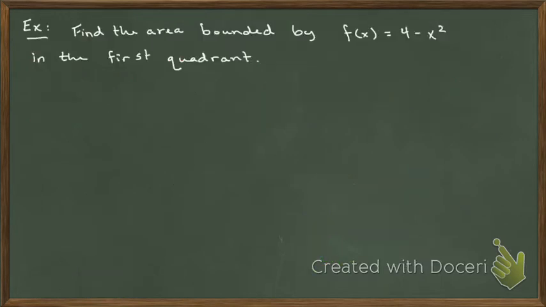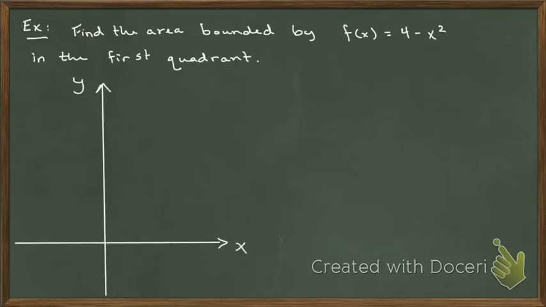Okay, so let's do an example here. I want to find the area bounded by f of x equals 4 minus x squared in the first quadrant. So I've got some descriptors there that help me identify the region that I'm looking at. I'm going to sketch this here. So I get a coordinate axis, and I've got some knowledge from before that will help me graph this. I can find some x and y intercepts. The y-intercept is easy. If I plug in 0 for x, 4 minus 0 squared is 4, I get the point (0, 4).